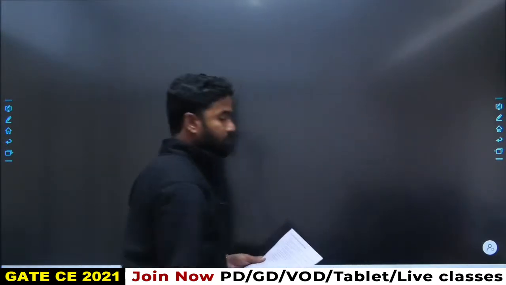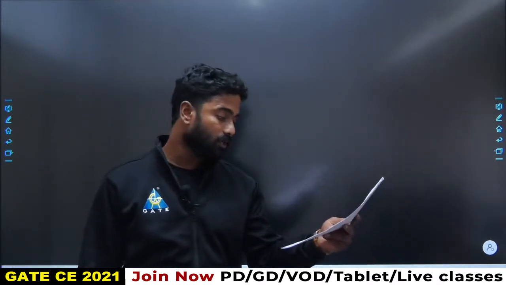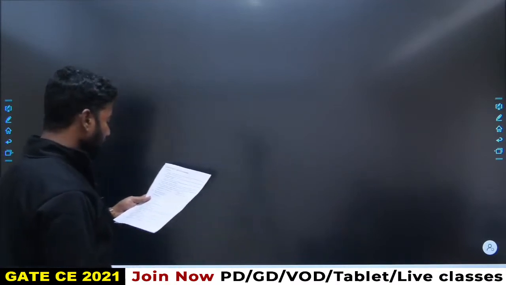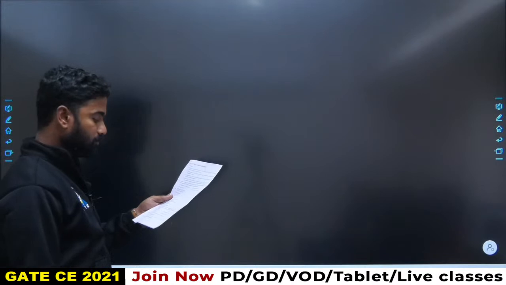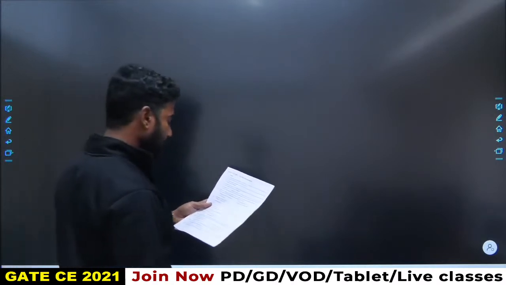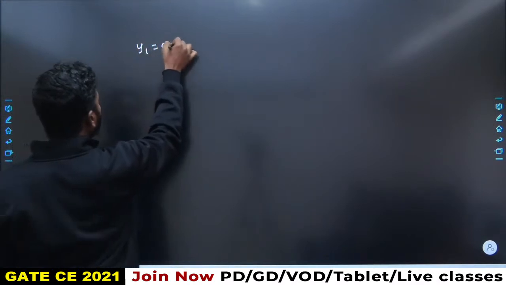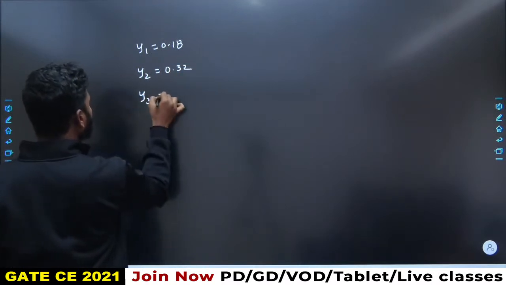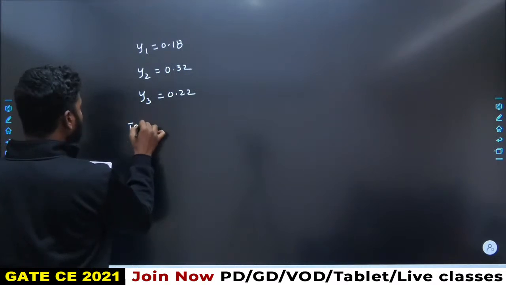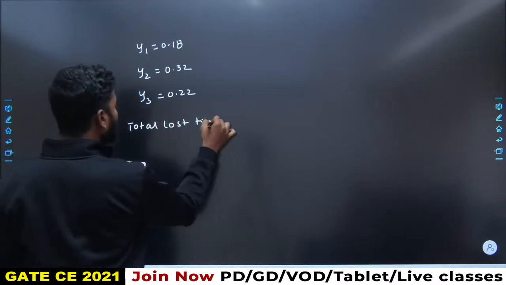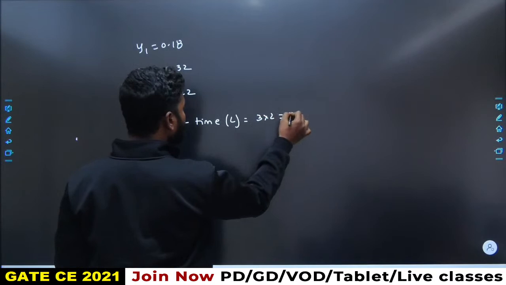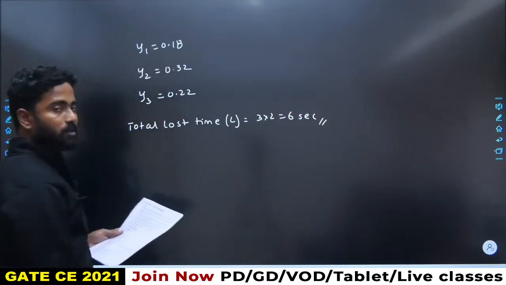Next one is a Webster's question, also asked in the afternoon session. A 3-phase signal is designed for a 4-leg intersection, critical flow ratios for each phase are 0.18, 0.32 and 0.22. Total lost time in each phase is 2 seconds. As per Webster's formula, what is the optimal cycle length? So y1 is 0.18, y2 is 0.32, y3 is 0.22. Total lost time L is 2 seconds per phase, so 3 into 2, that is 6 seconds.